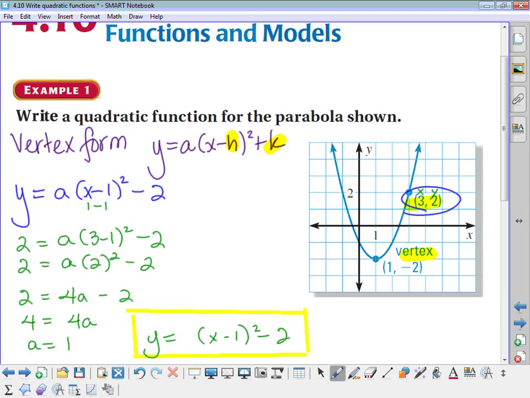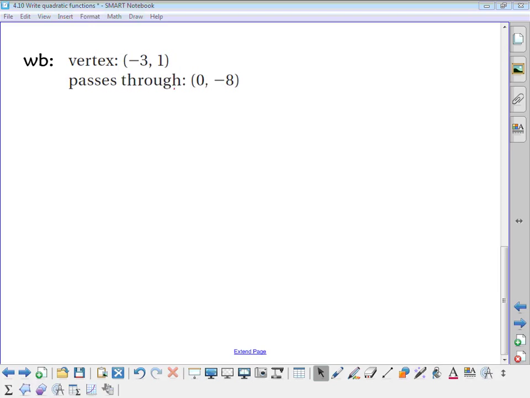All right, so now I'm going to give you guys a problem to do. On your whiteboards or in your notes, the vertex is at negative 3, 1, and the point that it's going to go through is 0, negative 8. So go ahead and give this problem a try.